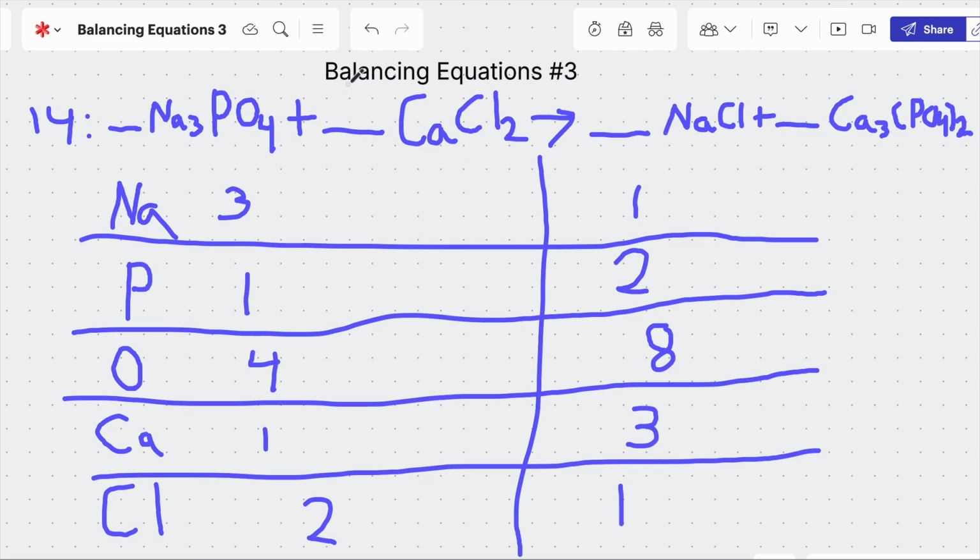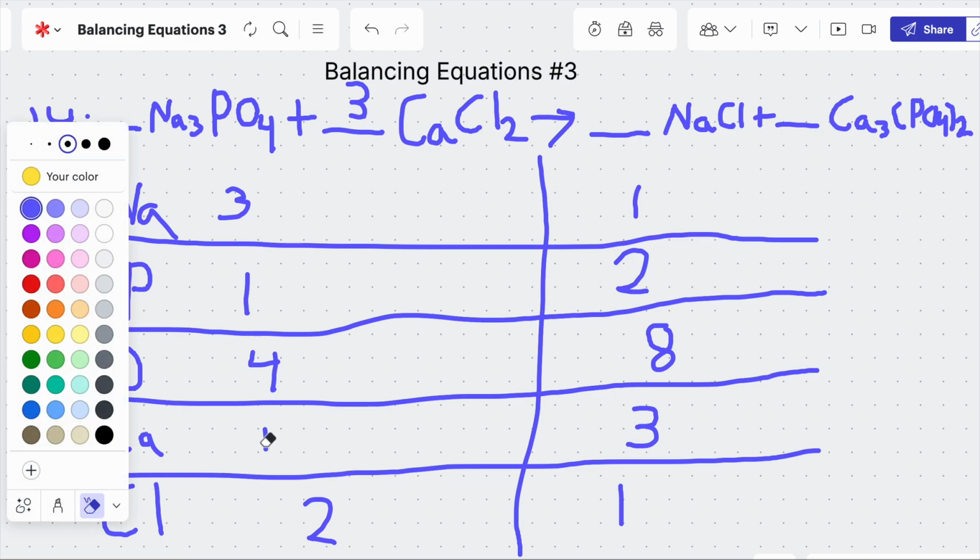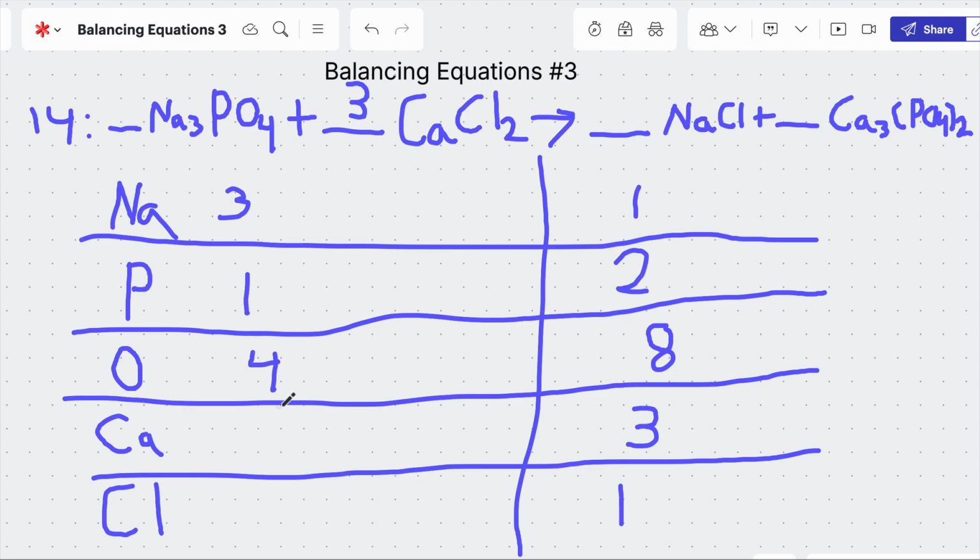In this case, that will be 3. It's going to change our CA's and our CL's. So we'll erase those quick. And just found out that our CA's are at 3. It's 3 times 1. And our CL's, we have 3 times 2, which will give us 6. Awesome. So now let's see, what does not match up?